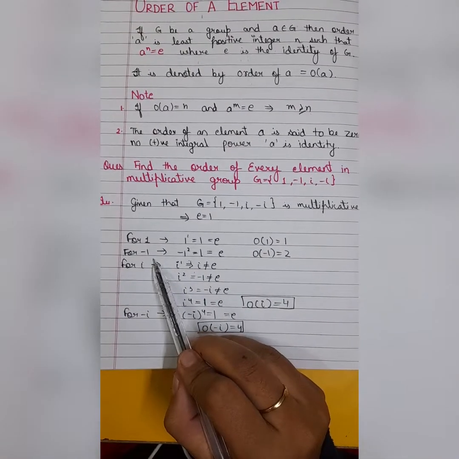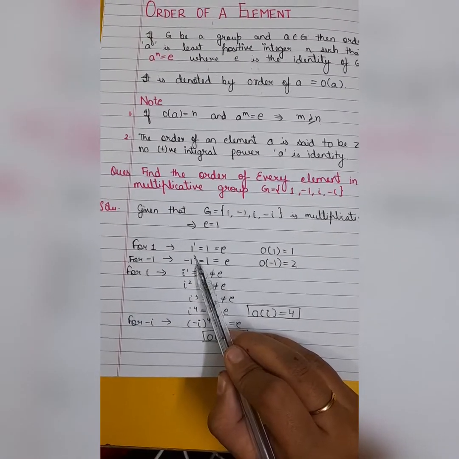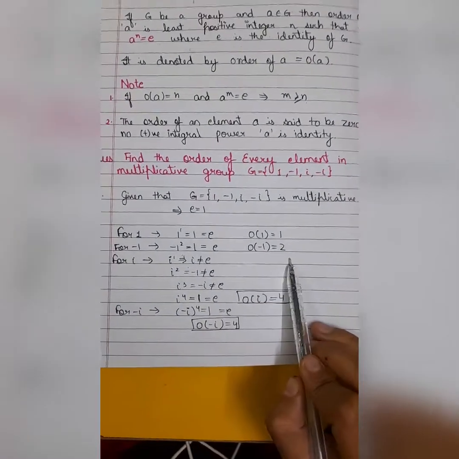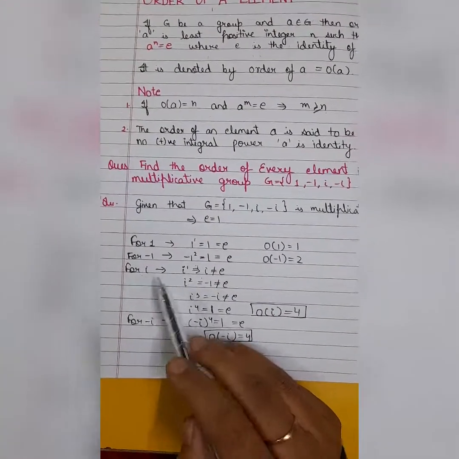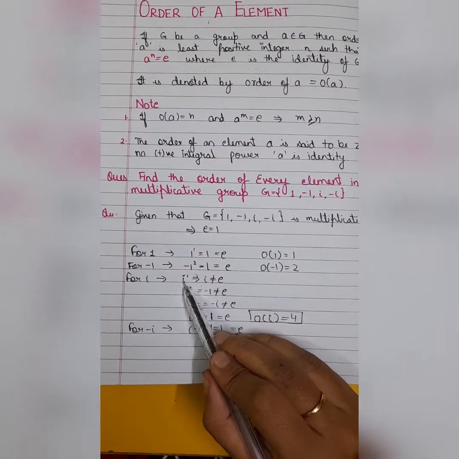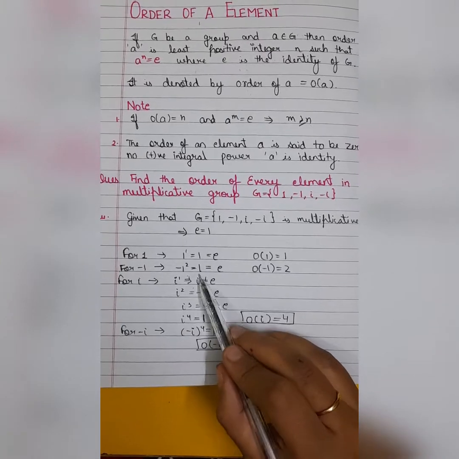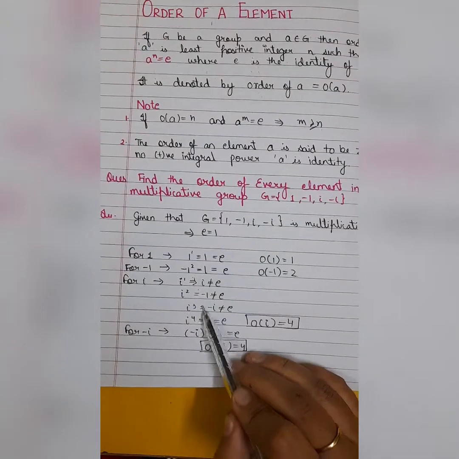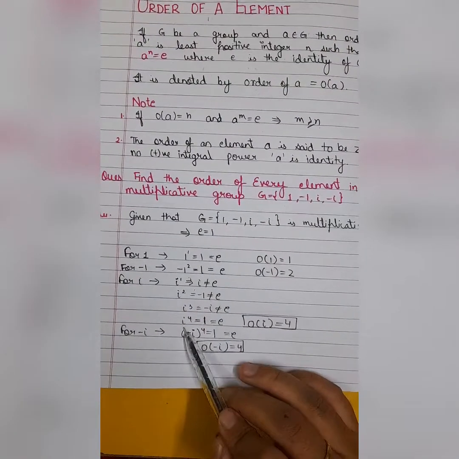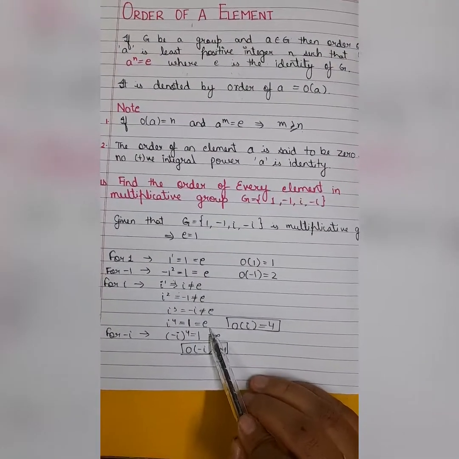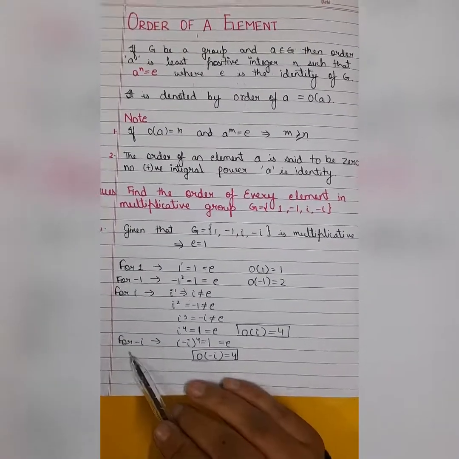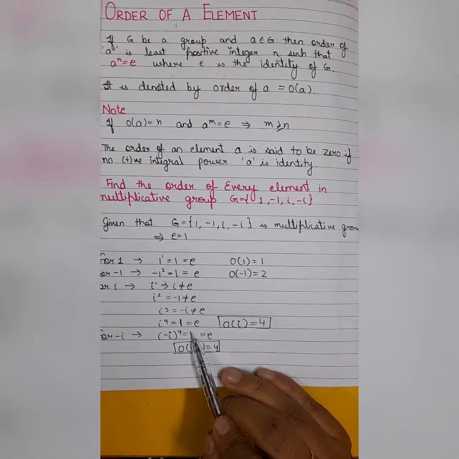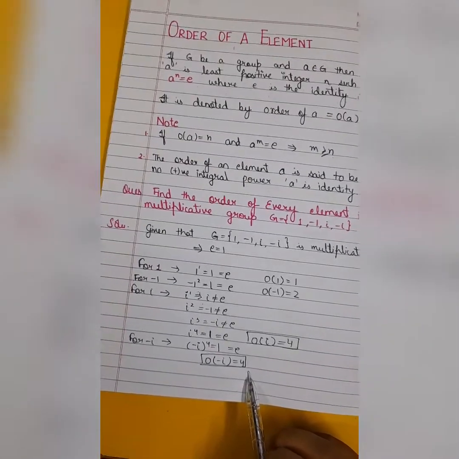Now minus 1 to the power 2 gives us 1, which is the identity. So order of minus 1 is 2. For i, when we take i to the power 1, it is not giving us 1, so it is not the identity. We have checked for i square, i cube and i to the power 4. When we checked for i to the power 4, we get 1, which is the identity. So order of i is 4. Same for minus i: to the power 4 gives us the identity. So order of minus i is 4.